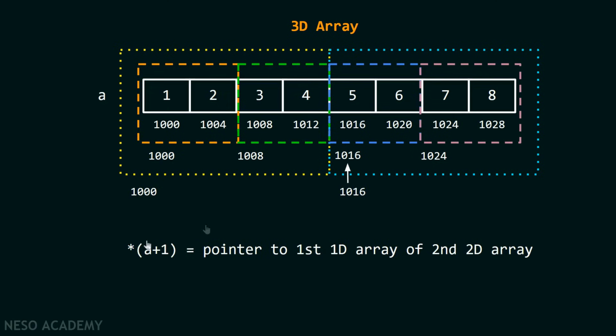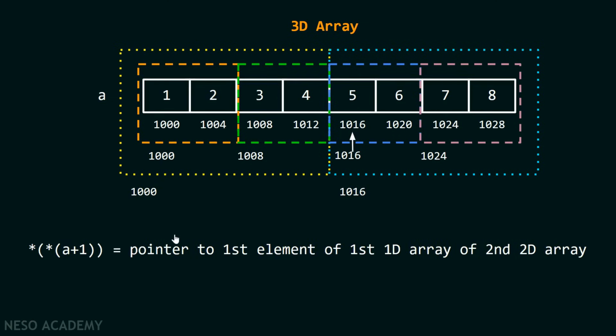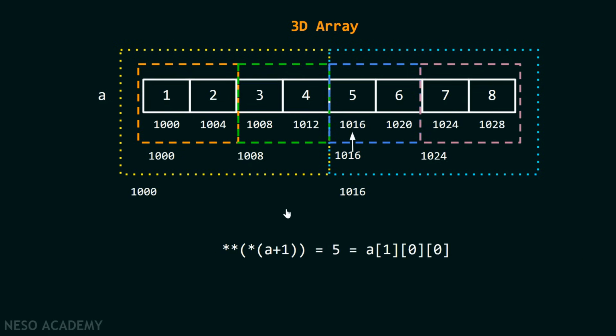Now what happens if I add a star in front of it? I'll get inside this region, and I will get this address, which is the address of the first 1-dimensional array of the second 2-dimensional array. And if you put another star in front of it, then I'll go inside of this and I will get the address of the first element of the first 1-dimensional array of the second 2-dimensional array, right? And finally, if you put another star, then we will get this element, that is 5, which is contained in this location having address equal to 1016.